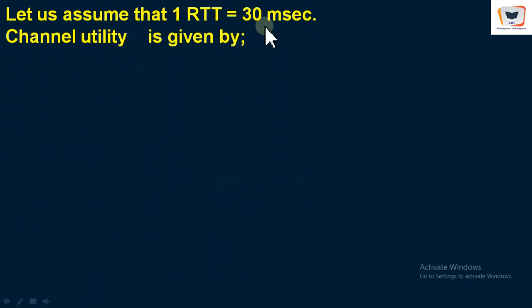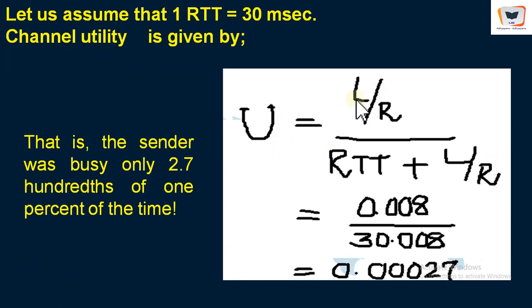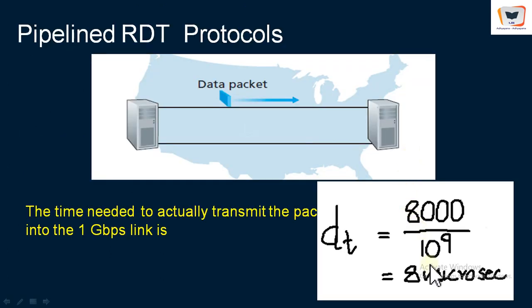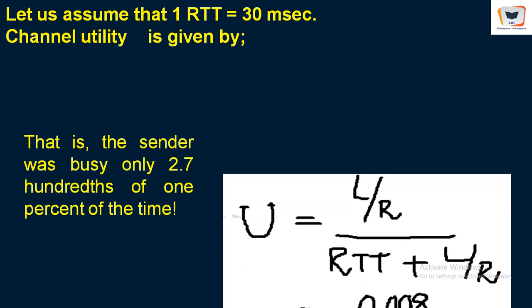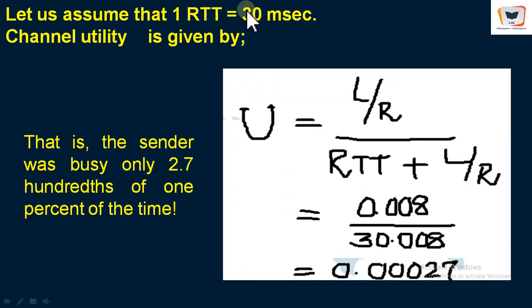Let us assume that 1 RTT equals 30 milliseconds, for a packet to reappear in the form of an acknowledgement. Therefore, channel utility is given by the formula L/R, that is transmission delay, divided by RTT plus L/R. So transmission delay is found to be 8 microseconds, that is 0.008 milliseconds, and 1 RTT we have assumed to be 30 milliseconds. It is 30 plus 0.008, so 30.008 milliseconds.